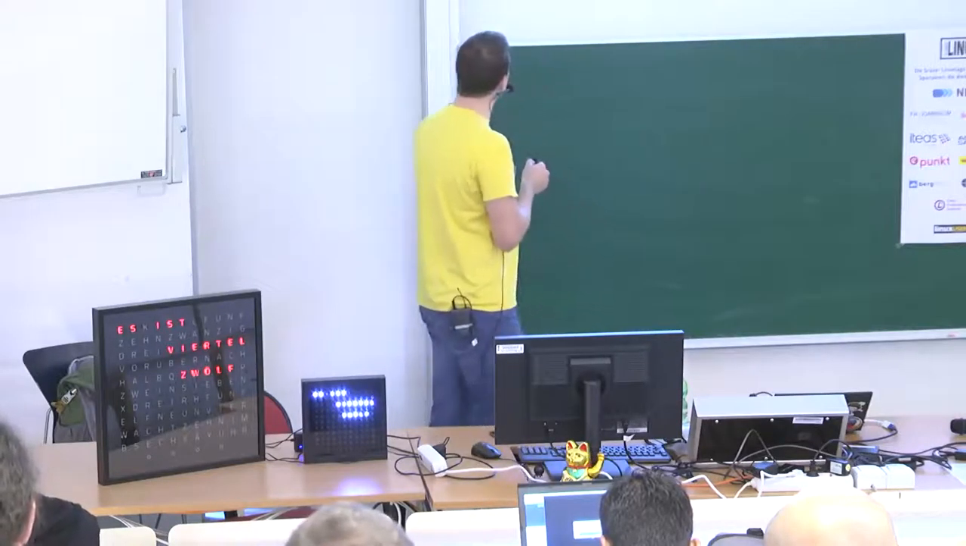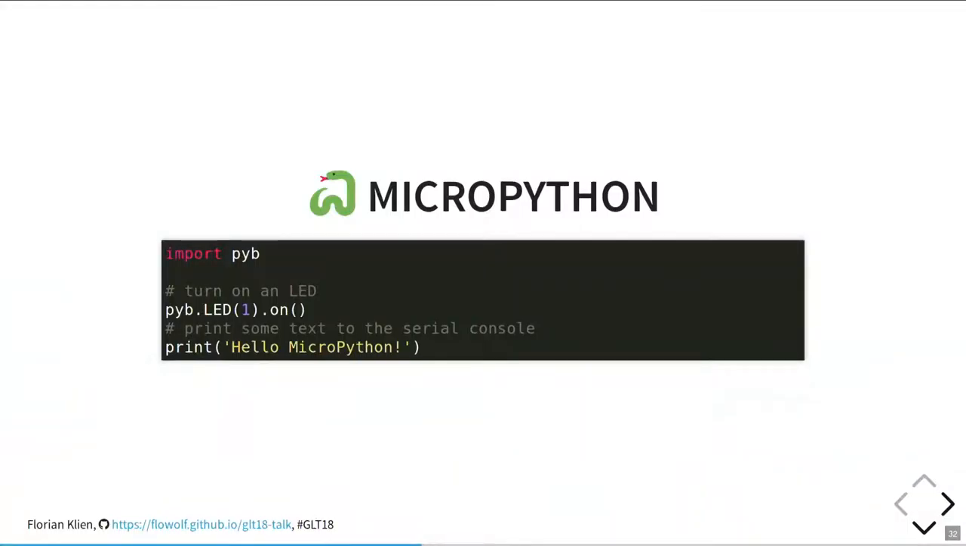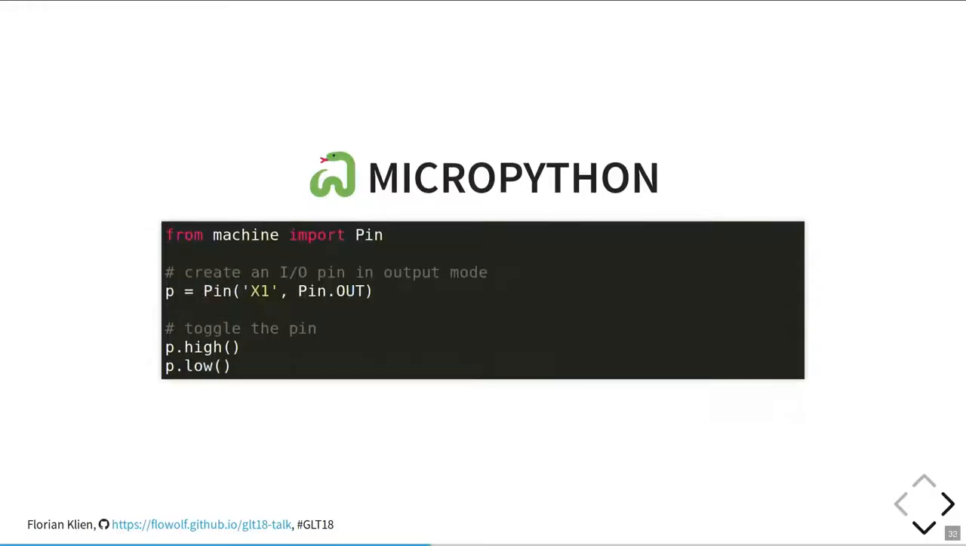So it looks like this. You import the pyb library, and then you can access an LED on pin 1 and turn it on, for example. Or you could print "Hello MicroPython" and read that on the serial console. The more generic one is the machine library, which does the same thing. So this is the one that goes on non-MicroPython boards, I think. And that's the library you would use on any other board then. And you maybe have a pin object on the pin named X1, and you define that this is a pin output. And then you can set it high or low and make some LED blink or something like that.